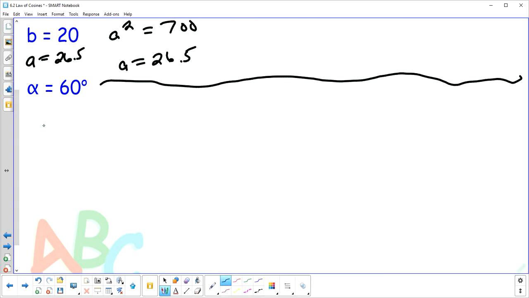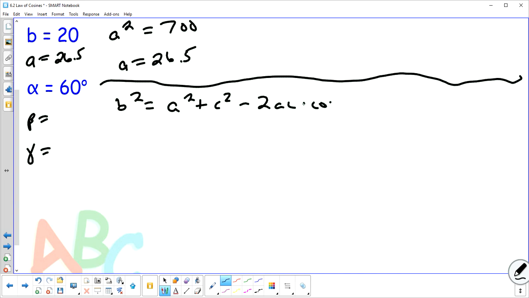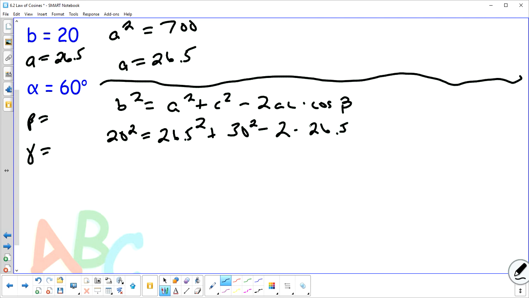So whatever we do now, we have to find our other two angles. It doesn't matter if we find beta or gamma. I'm just going to find beta next, which means I'm going to be using B squared equals A squared plus C squared minus 2AC times the cosine of beta. So I'm going to plug in the things I know: I know B, I know A, I know C, and what I don't know is beta, so I'm going to leave that as cosine of beta.